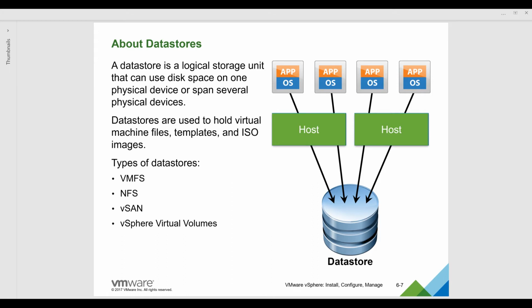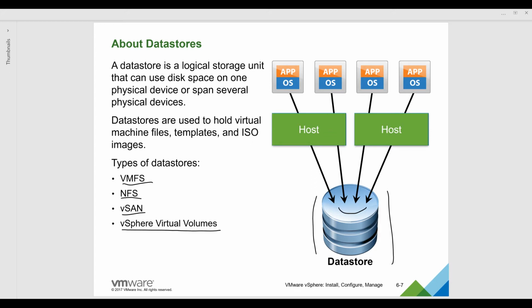So what are the types of data stores? You have virtual machine file storage, NFS data store, virtual SAN, and you have a vSphere virtual volume. Now, a virtual machine is stored as a set of files in its own directory or a group of objects within the data store as you see here. Data stores can also be used to store those ISO images, virtual machine templates, or anything associated with those VMs.